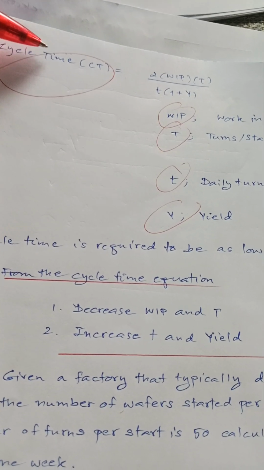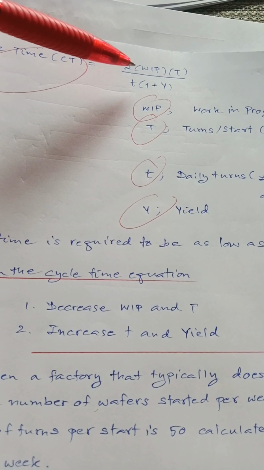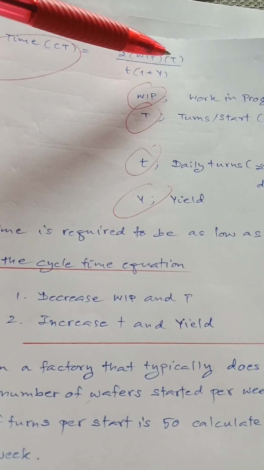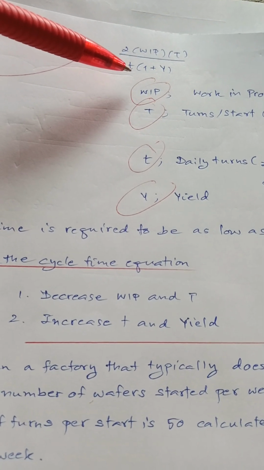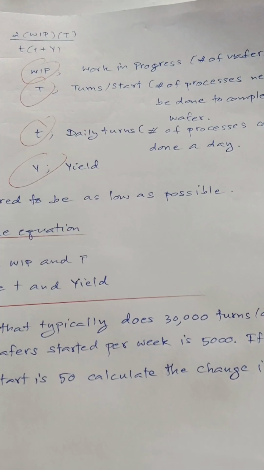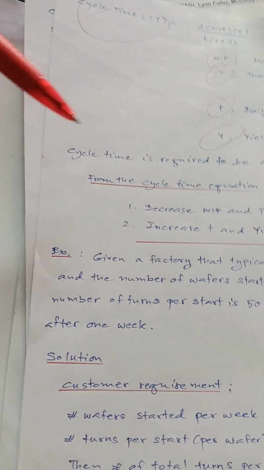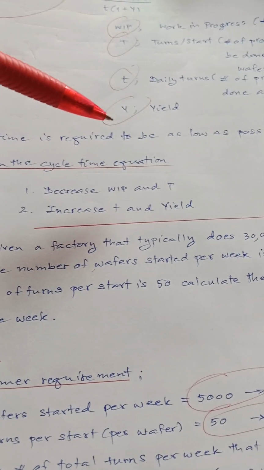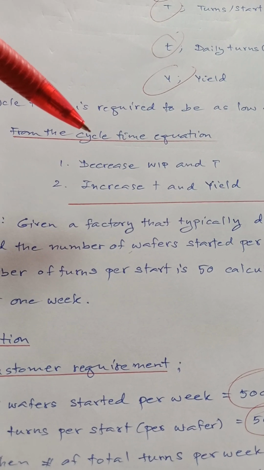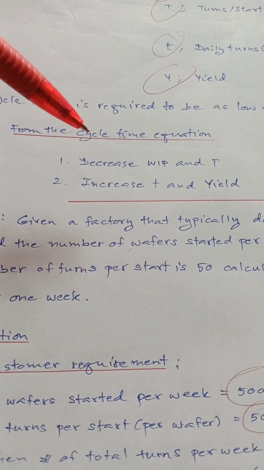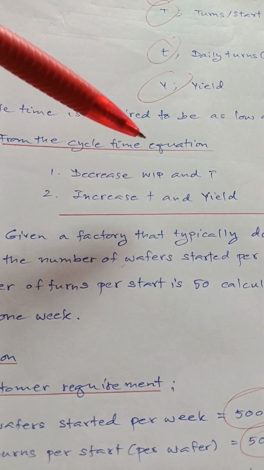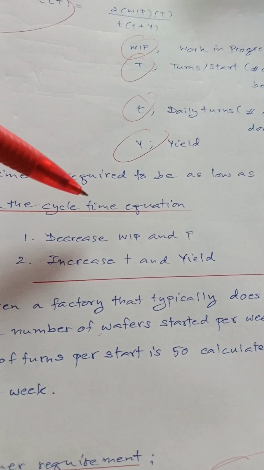Now let's repeat cycle time again. That's equal to 2 multiplied by work in progress, multiplied by turns per start, divided by daily turn, multiplied by 1 plus the yield. Okay. Cycle time is required to be as low as possible because you don't want to take too much time to finish the product. For cycle time reduction, you can take a look at the cycle time equation. Very straightforward.